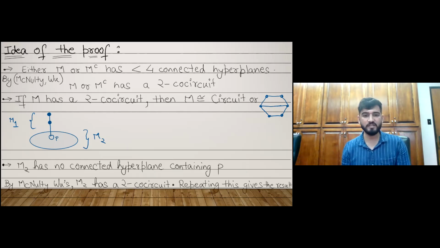And by McNulty and Wu's result again, that means that M2 is not cosimple and it has a two-core circuit. Now we keep on repeating this process and that gives us our result. Okay.